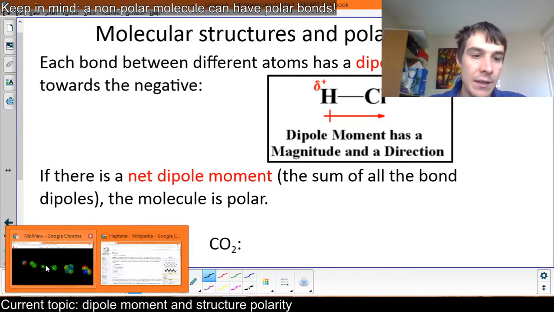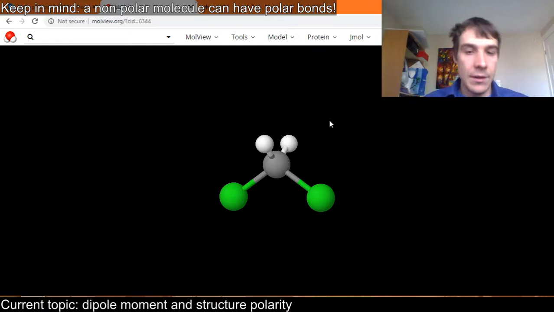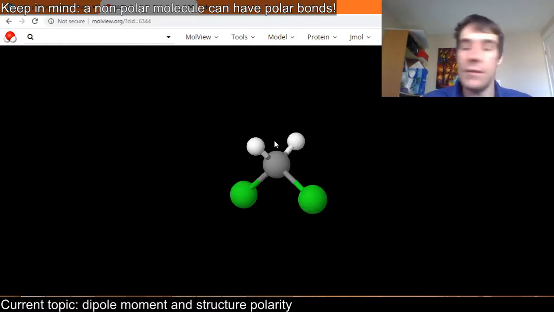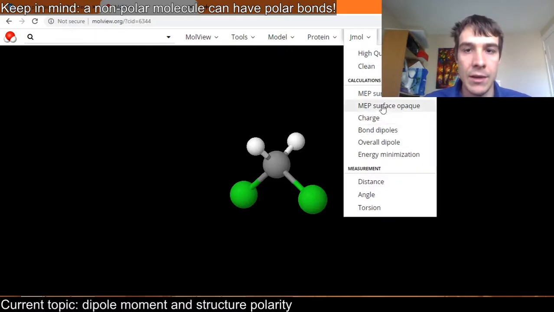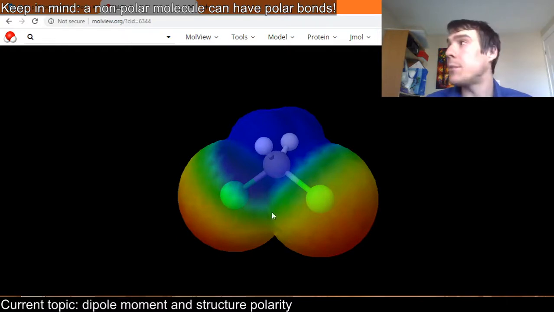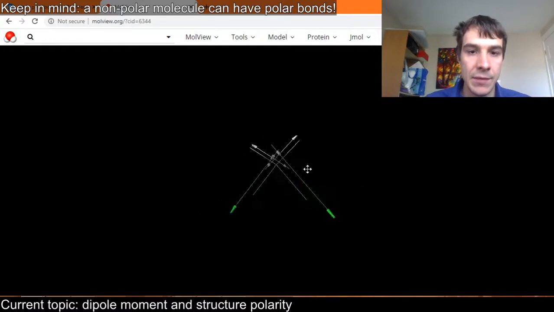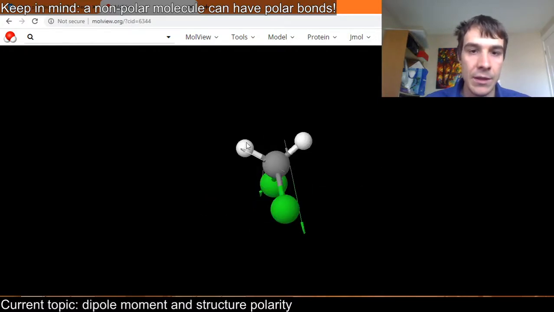If I go back to here, I'm going to pause for a second and focus purely on CH2Cl2. Here's CH2Cl2. The whites are the hydrogens, the greens are the chlorines. If we go to our electron cloud, you see that the chlorines are really pulling most of the electrons. If we look at our bond dipoles, there's a big dipole towards the two chlorines and a small dipole towards the two hydrogens.